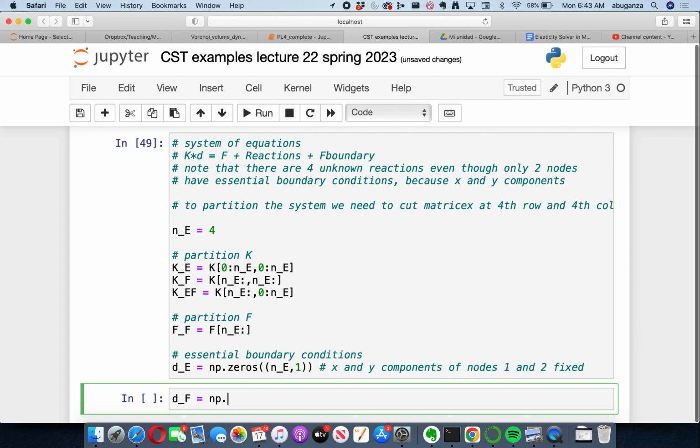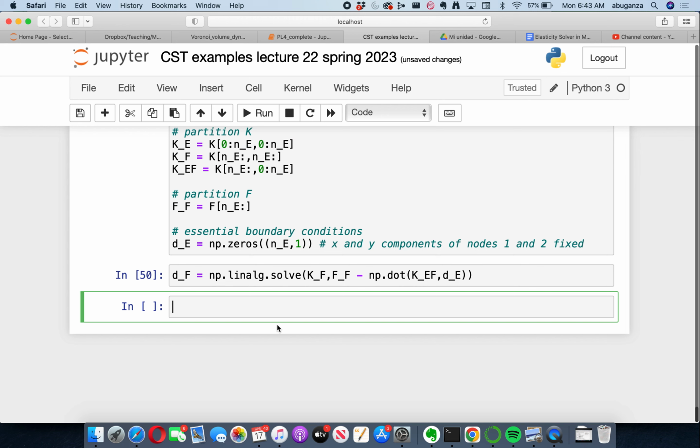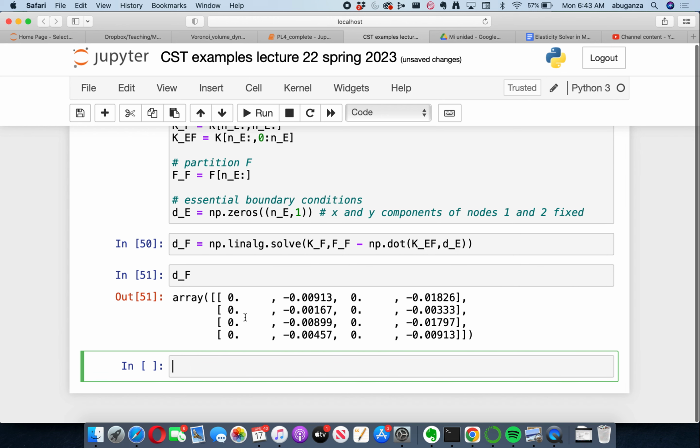Given the partition, the solution is going to be the NumPy linalg.solve of KF, and on the right hand side it should be FF minus KF dot DE. In this case, the DE is just zeros, so this term really doesn't matter, but this is the correct formula. So that gives us what our DF is.